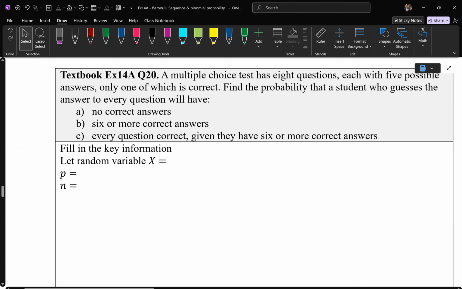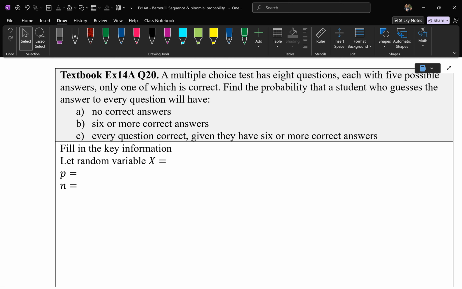There's a multiple choice test. It has 8 questions, each with 5 possible answers. So each one's like A, B, C, D, E, and only one of them is correct. Find the probability that a student who guesses the answer to every question will have no correct answers, 6 or more correct answers, every question correct, given they have 6 or more correct answers.